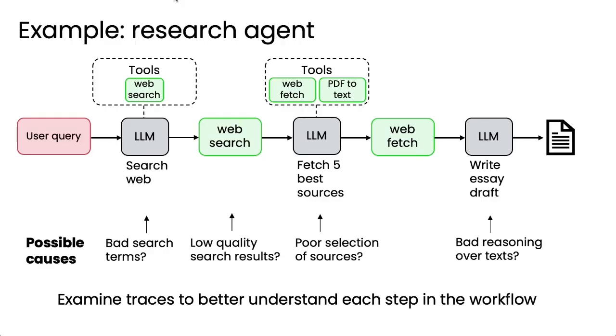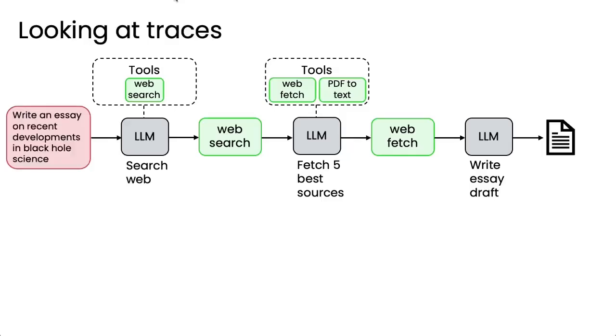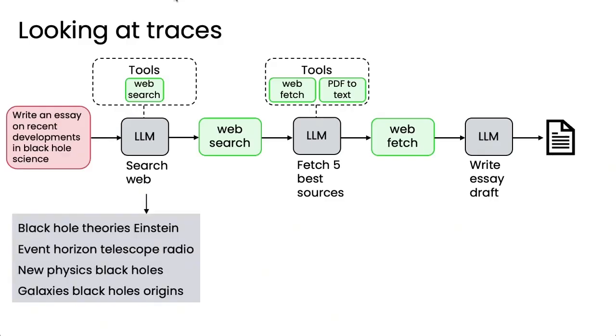Let's look at an example. If we ask the research agent to write an essay about recent news in black hole science, maybe the output is search terms like these: search for black hole theories, Einstein, event horizon, telescope radio, and so on. And I would then have a human expert look at these and see, are these reasonable web search terms for writing about recent discoveries in black hole science? And maybe in this case, an expert says these web searches look okay. They're pretty similar to what I would do as a human.